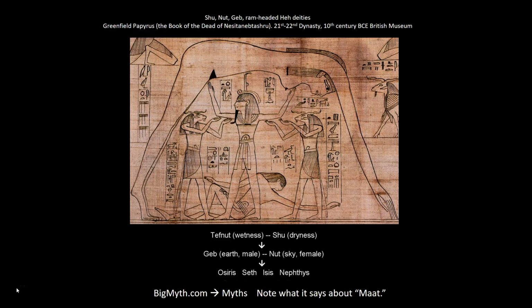Now, I'd like you to go to the bigmyth.com site. Look in the upper left-hand corner. You'll see the word myths, and select the Egyptian creation myth. And as you're watching it, note what it says about Ma'at. I want you to understand what Ma'at means in the Egyptian world. So now you're done with this first video. So go watch that Egyptian myth.